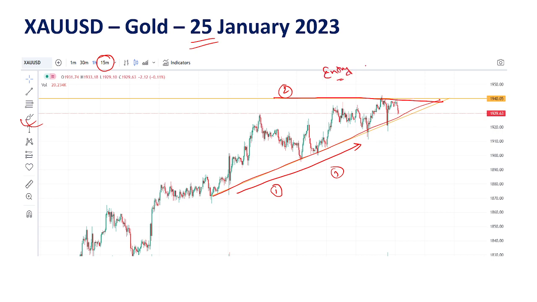Entry. Now we have to wait for a closing above 1940. We will wait for a closing of a 15-minute candle above 1940, and once we get a closing of a 15-minute candle above 1940, we can easily go for a buy in XAUUSD. Our first target will be 1950, second 1960, and third 1970, in case of an upside move.